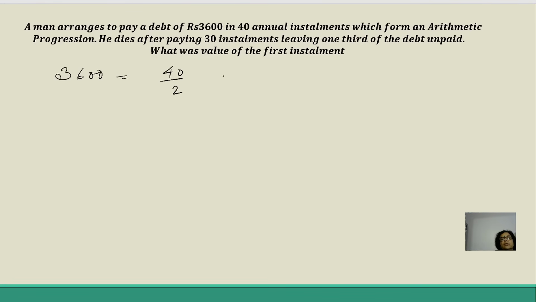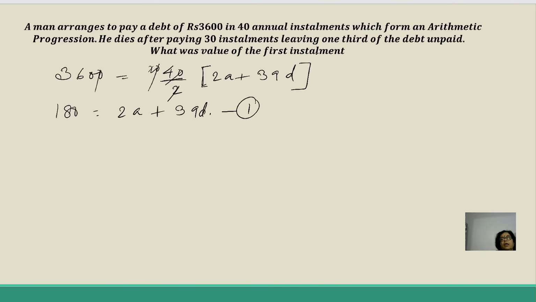So let us see how we can frame a relationship between the first term and the common difference. So 40 by 2, 2a plus 39 into d, using the formula n by 2 (2a plus n minus 1 into d). So this becomes 20, this 0 gets cancelled and 2. So we are left with 180 is equal to 2a plus 39d. We get one equation. Now he pays 30 installments and he dies.